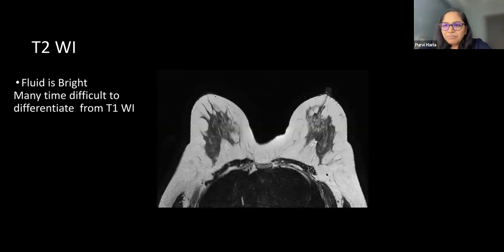body, the fluid is bright. So when we do brain or abdominal MR, in the brain the CSF is bright, in the abdomen the gallbladder fluid or urine in the urinary bladder is bright. So when we are doing those parts of MR, we can make out that this sequence is T2 and this is T1. Sometimes on breast MR we don't see any fluid which is visible.